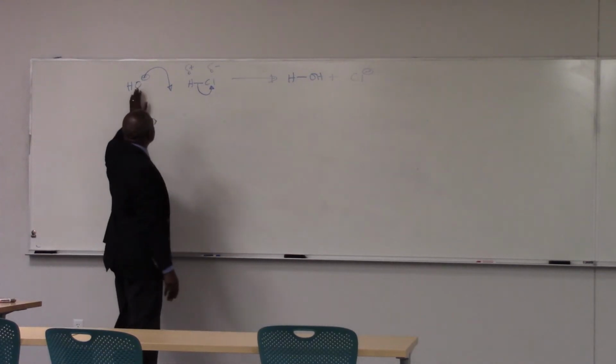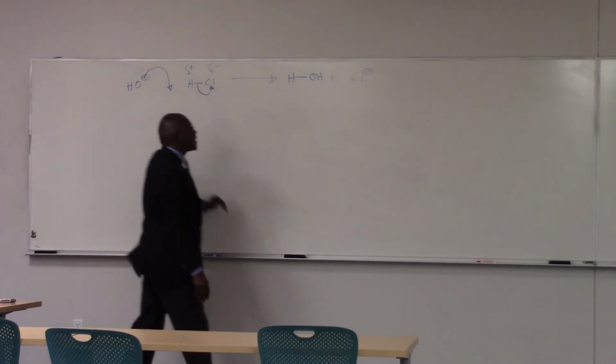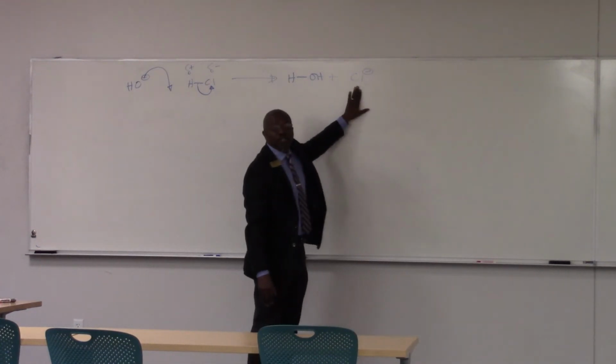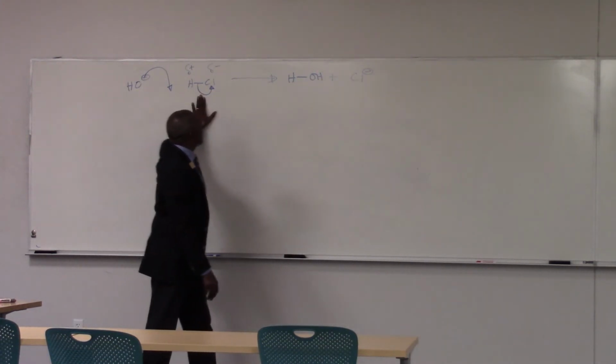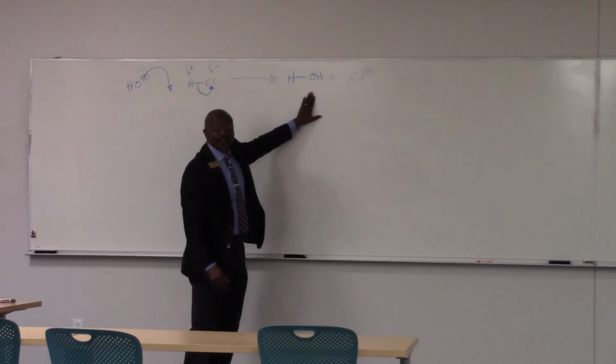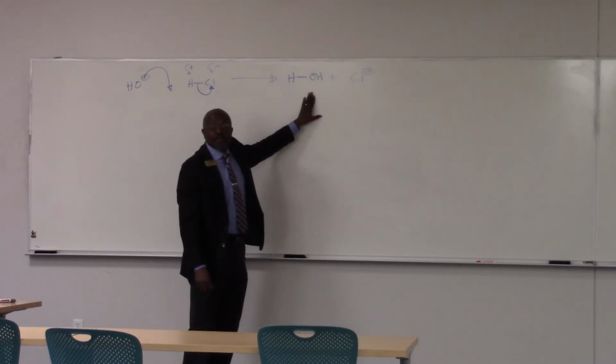Well, strong base is giving the weaker conjugate base. That makes sense. The strong acid is giving the weaker conjugate acid. And that makes sense. Right? We talked about acid-base chemistry last lecture.